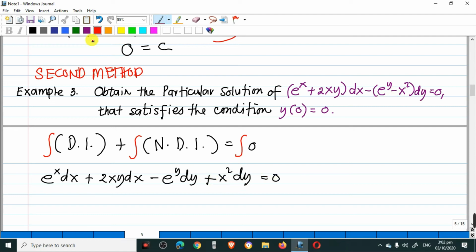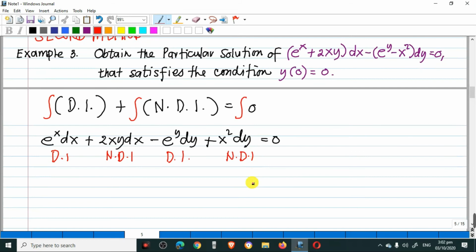Then select which are our NDI and which are our DI. Since this is all in terms of x, this is our DI. This is 2xy dx. The terms are combined, x and y are mixed, so this is NDI, non-direct integrable terms. Y and dy, so this is direct integrable. X squared and dy are also mixed, so this is also a non-direct integrable term.